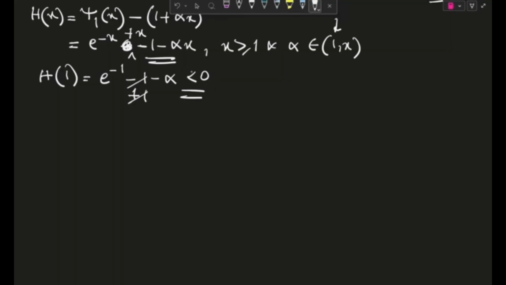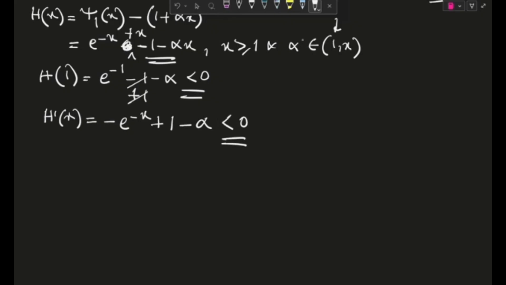And now if we try to observe h dash x, we differentiate h of x. So this thing becomes minus e power minus x plus 1. Minus 1 is gone, it is a constant, and minus alpha. Still, if you see this, this is also actually less than 0.